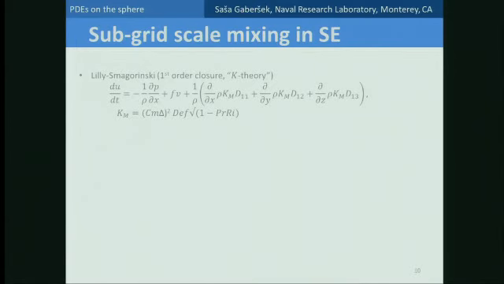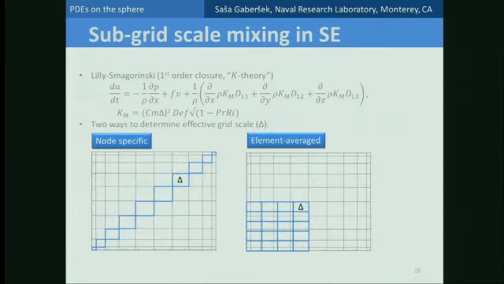Okay, subgrid scale mixing. Very simple proof of concept based on Lilly-Smagorinsky first order closure, or K theory. It's up here. Notice that Km, or eddy diffusivity, depends on a bunch of parameters. A constant is delta, which I will explain in a second. Deformation tensor magnitude, Prandtl number, Richardson number.